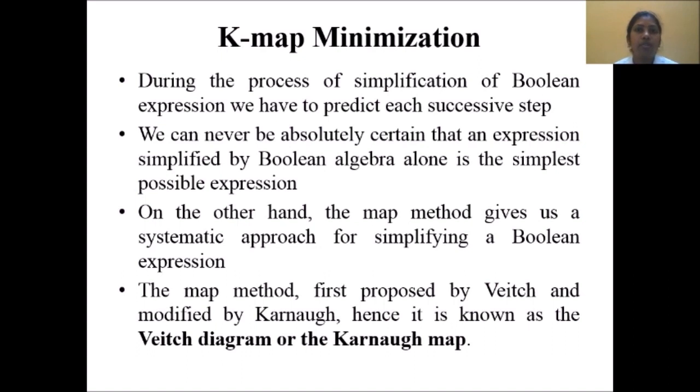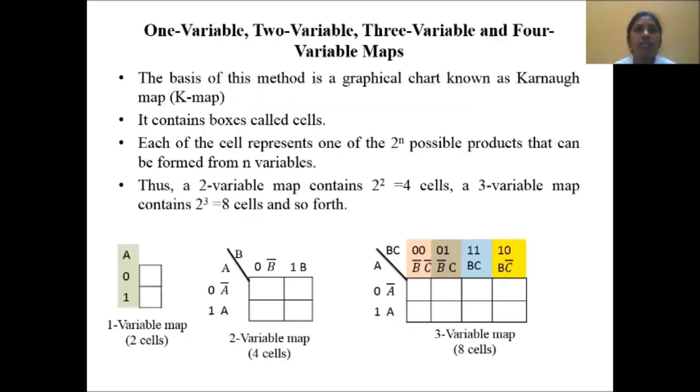This K-map is usually used in logic circuits to minimize the Boolean expressions. There are many different types of K-maps: one variable, two variable, three variable, and four variable K-maps, and higher order variable K-maps are also available. The 1, 2, 3, and 4 variable K-maps are the most commonly used. The basis of this method is a graphical chart known as the Karnaugh map.